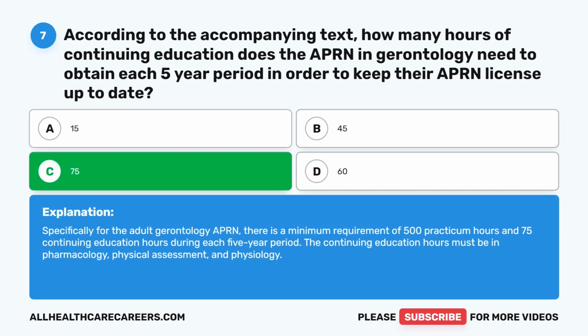75. Specifically for the adult gerontology APRN, there is a minimum requirement of 500 practicum hours and 75 continuing education hours during each 5-year period. The continuing education hours must be in pharmacology, physical assessment, and physiology.